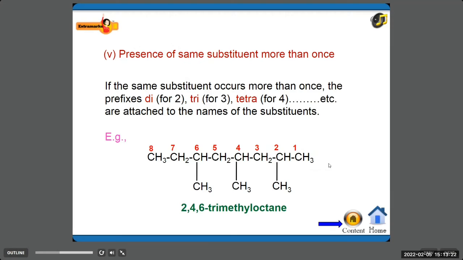If the same substituent occurs more than once, then the prefixes di for 2, tri for 3, tetra for 4, etc. are attached to the names of the substituents. Can you write the name of this compound? The name of this compound is 2,4,6-trimethyl-octane. The positions of the substituents are indicated separately, and the numerals representing their positions are separated by commas.